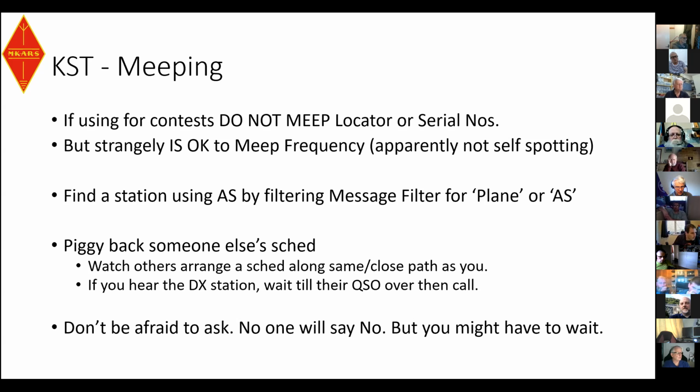As I said earlier, you can piggyback someone else's schedule. So you watch other stations arranging schedules, and you can listen in on their QSO so long as the plane or path is close to you. And then when you hear the DX station and their QSO is finished, you can give the other station a call. And I've worked several stations by using that technique. Just not wanting to go to the length of arranging a QSO, but waiting first to see if I can hear the other station before I try and arrange one. And quite often you'll bag a contact, but you have to be quick, obviously, depending on whether the plane's flying across the path.